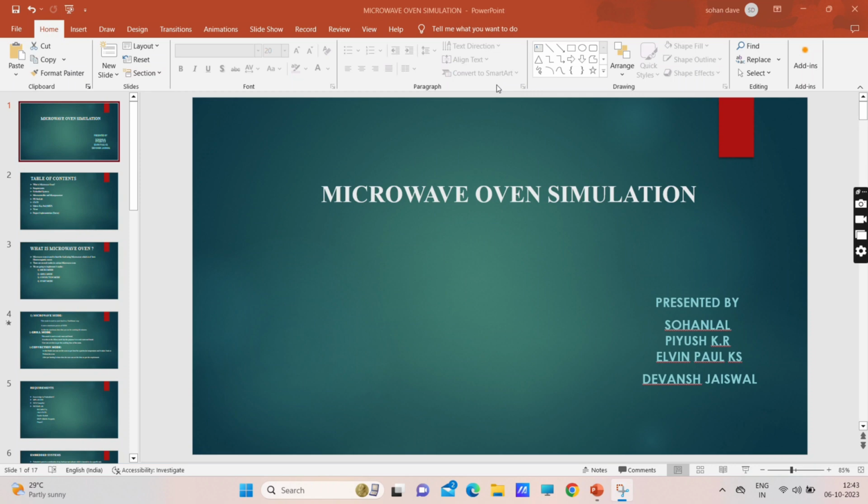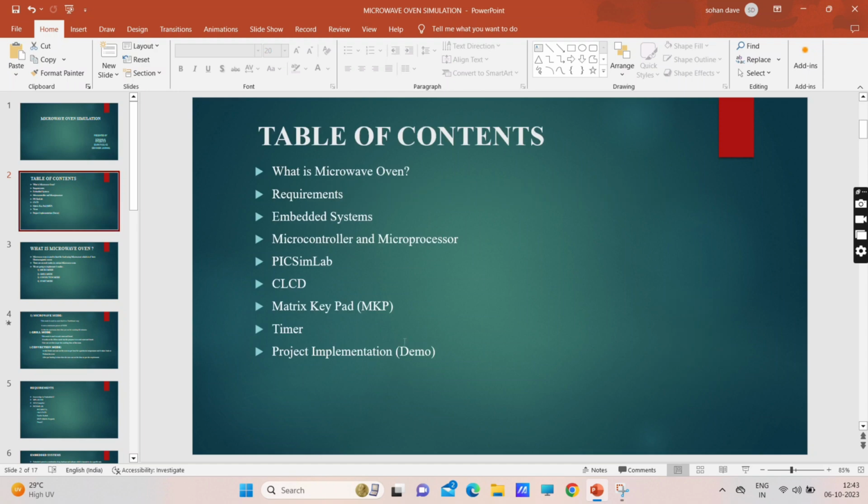So today we will be explaining the microwave oven simulation that we did during our internship. So these are the table of contents which we will be discussing about. So first of all is what is microwave oven, the requirement it took, embedded systems, microcontroller, microprocessor, picsimlab, CLCD, matrix keypad, timer and project implementation.